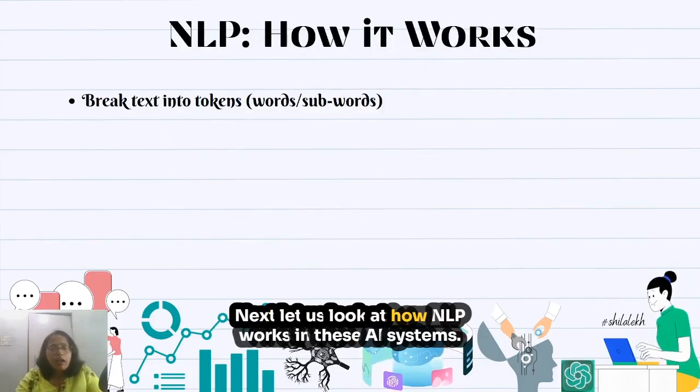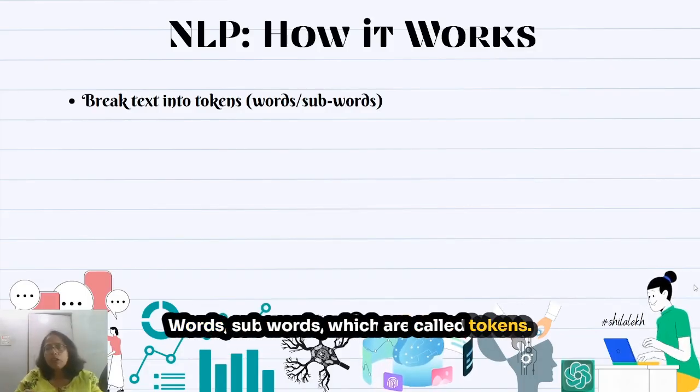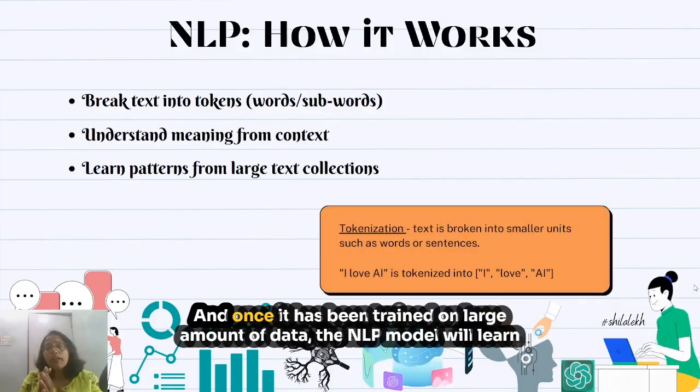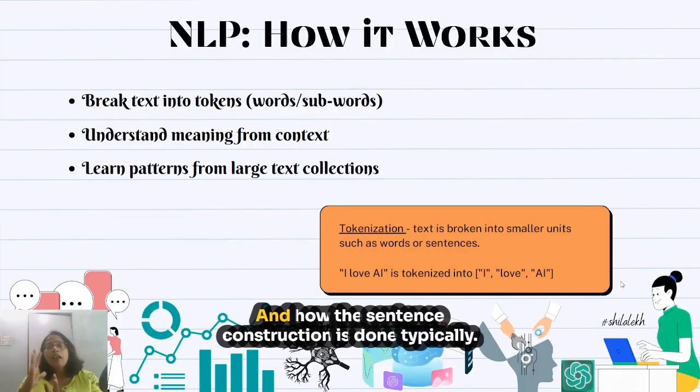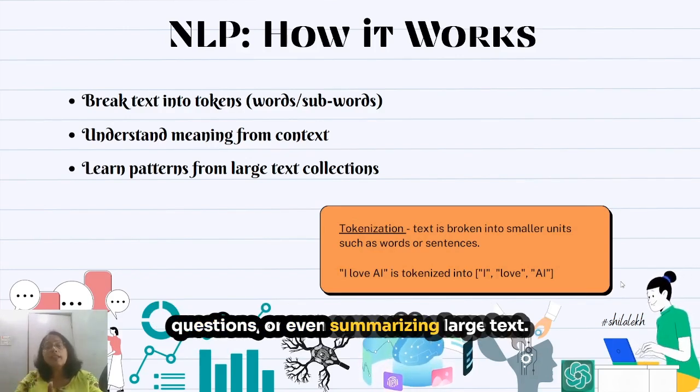Next, let us look at how NLP works in these AI systems. The NLP algorithm first breaks down the sentences into smaller pieces, words and subwords, which are called tokens. Then it looks at context, the words around a token, to decide its meaning. Once it has been trained on a large amount of data, the NLP model will learn grammar, common word relationships, and how sentence construction is typically done, which will help it in understanding human language, making translations, answering questions, or even summarizing large text.